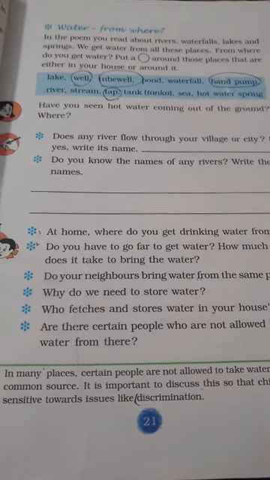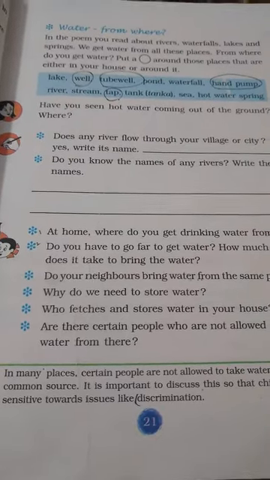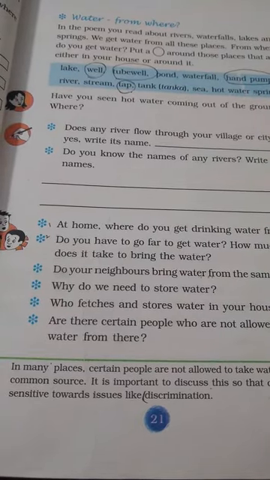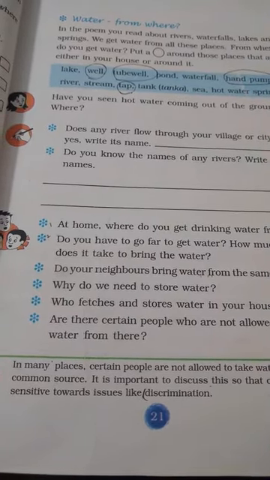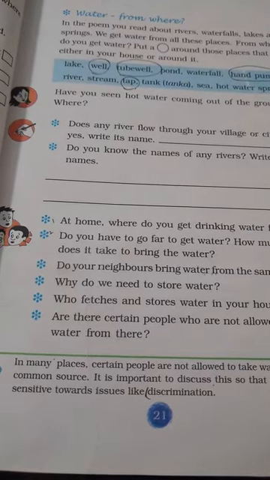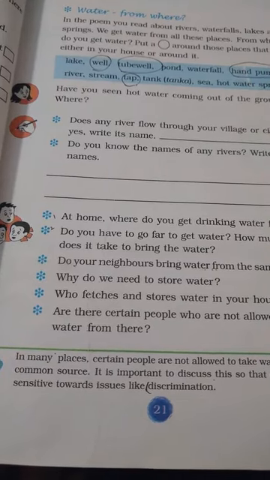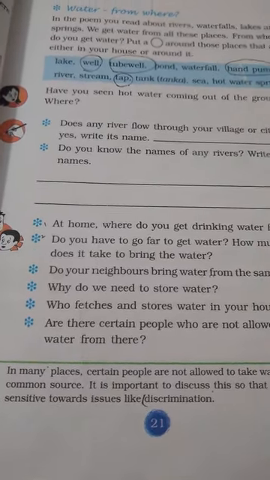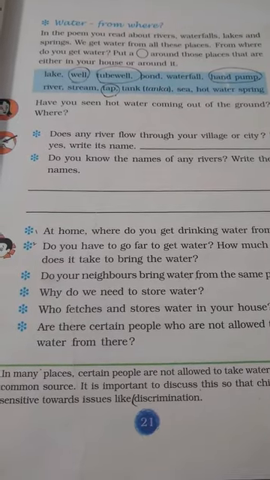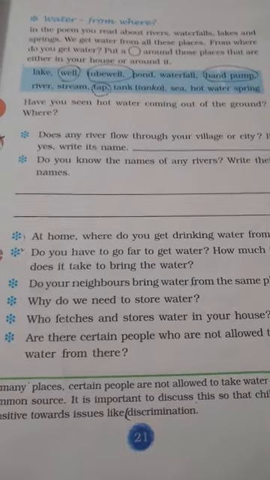Next question is, why do we need to store water? We need to store water in case the water supply stops, then what will we do? If we do not store water, we will not be able to use it later.